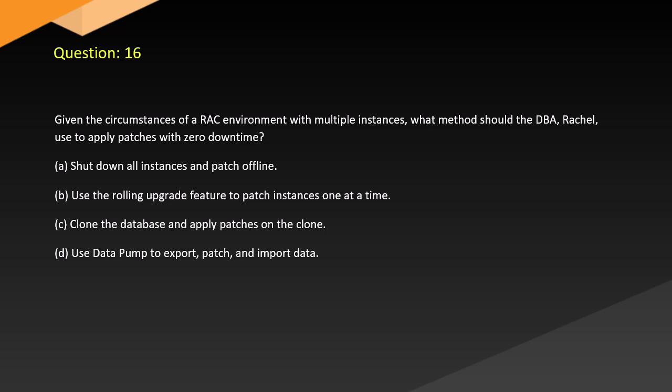Question 16. Given the circumstances of a RAC environment with multiple instances, what method should the DBA use to apply patches with zero downtime? A. Shut down all instances and patch offline. B. Use the rolling upgrade feature to patch instances one at a time. C. Clone the database and apply patches on the clone. D. Use Data Pump to export, patch, and import data.